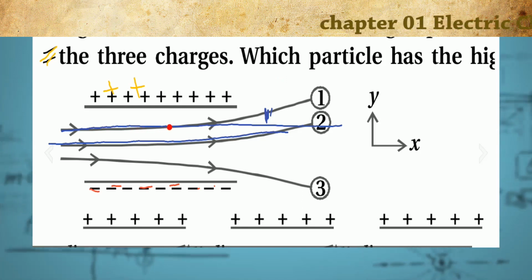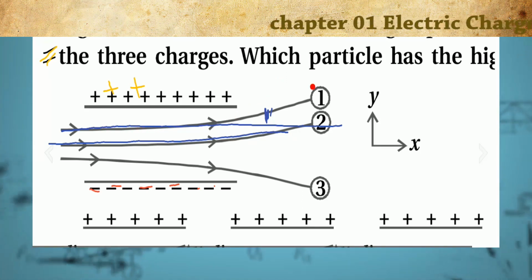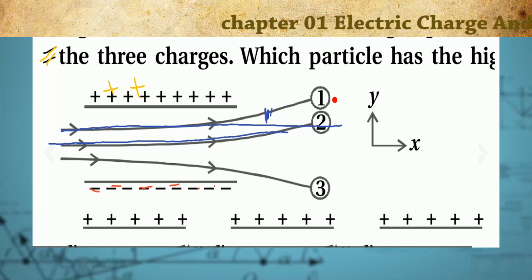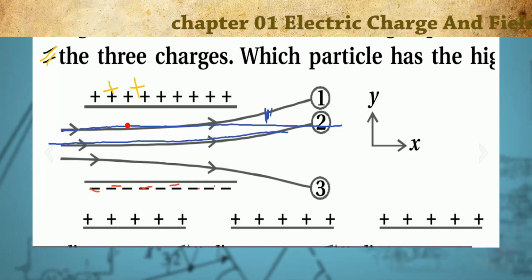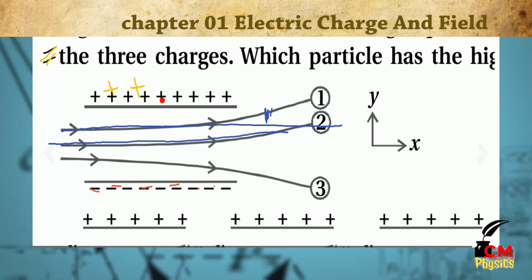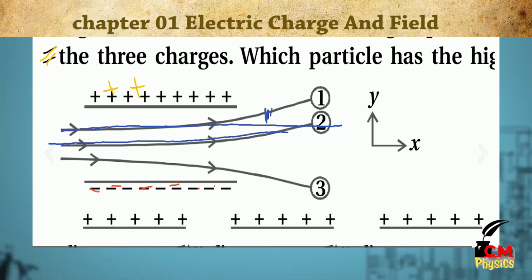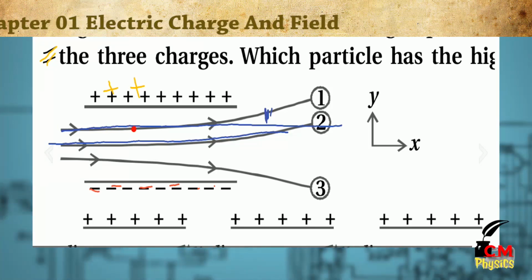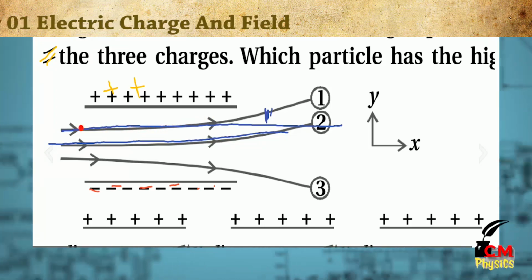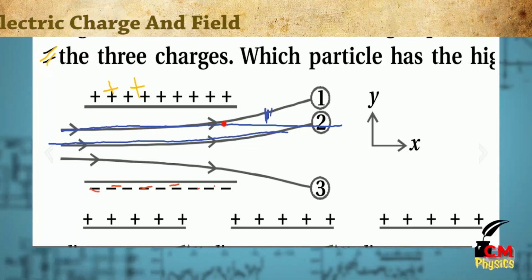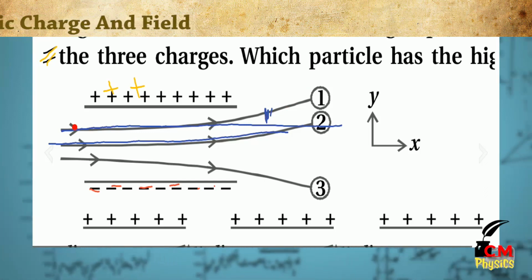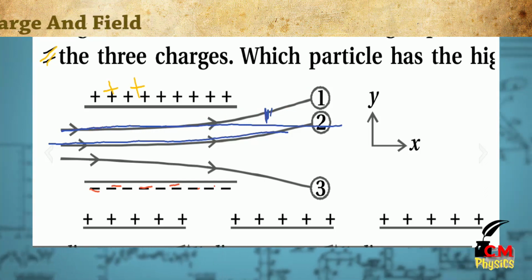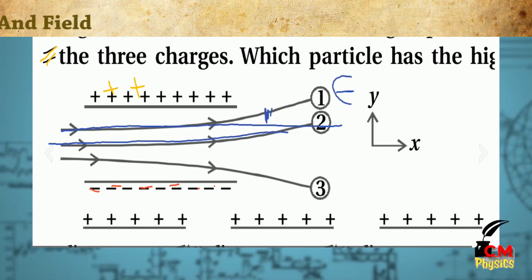Means the nature of the first particle is negative. Negative charge is attracted towards the positive, and the negative plate will repel it. Means the direction of force is upward, therefore it is shifted a little towards the upward direction. Means definitely the first particle has a negative charge.